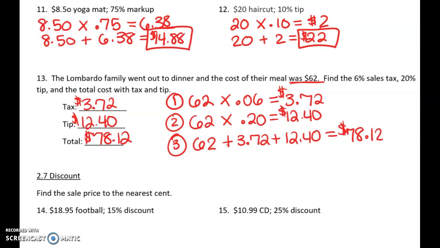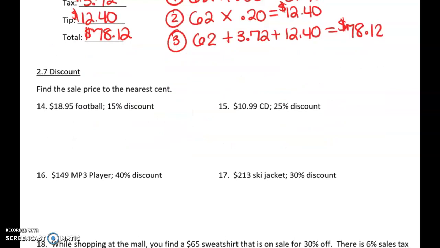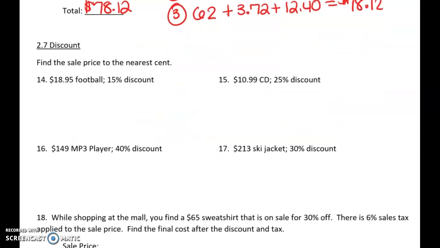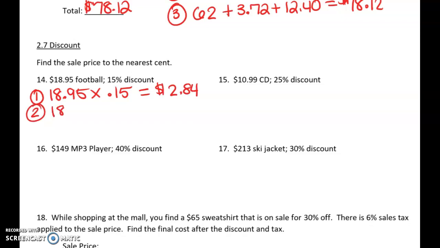All right, and then the last section here is discount. So discount, we're doing the same first step. So we still want to find 15% of the $18.95, which is $2.84. And then I want to subtract now because it's a discount. Okay, so I'm going to subtract the $2.84 to get $16.11.